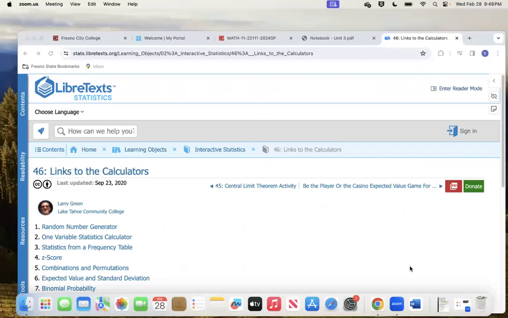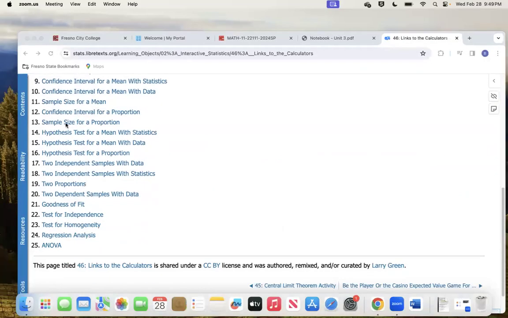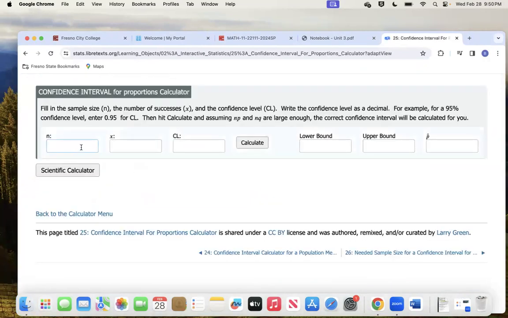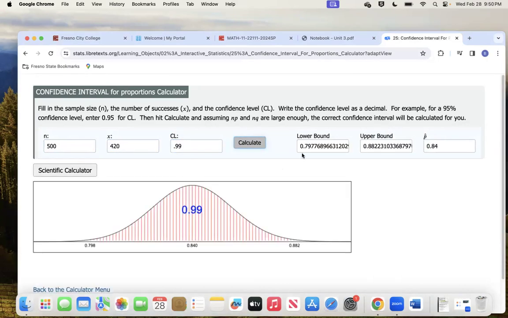All right, put those numbers in there. So here you are on the calculator. Let's go down to number 12, confidence interval for proportion. Click on that. It opens up, and put in the N. 500 adults were asked, and 420 of them had kids. And for confidence level, they want us to do 0.99 and hit calculate. So there are the numbers, just like we said, 0.79, that'll round to 8, and 0.882. So there are the two numbers.